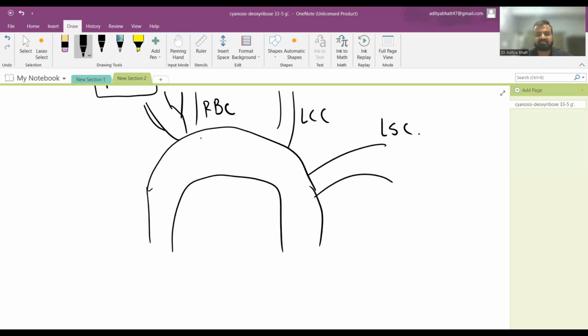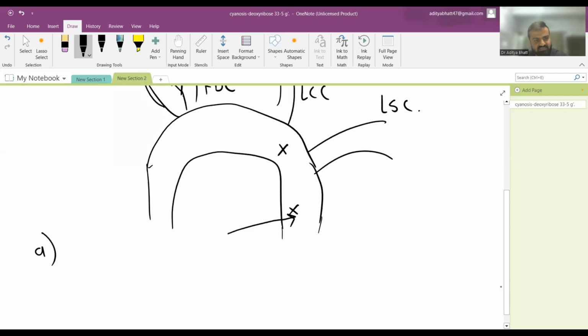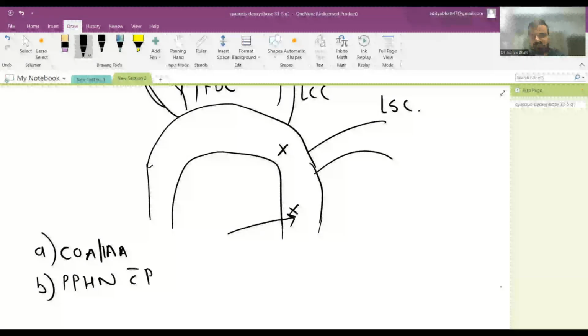Okay, now what happens is that there are two main sites where the ductus gets attached. So one is this site and one is this site. The two sites that I have showed you with the cross, these are the sites where ductus attaches. Okay, so imagine that ductus attaches over here and you have a patient who has either of the two things. One is that patient has coarctation of aorta or interrupted aortic arch, okay? Or you have a patient with PPHN, persistent pulmonary hypertension, or pulmonary artery hypertension. The patient has pulmonary hypertension with PDA, okay?